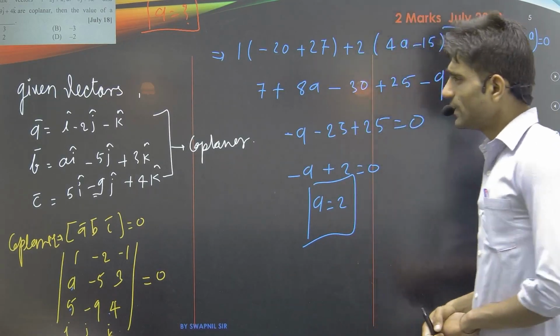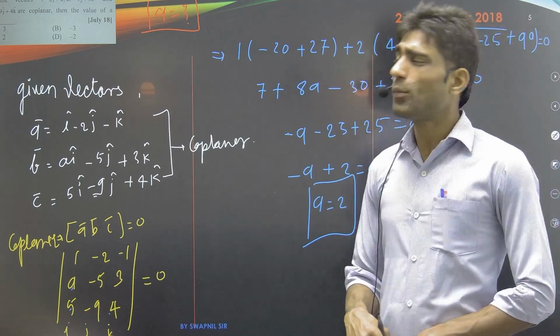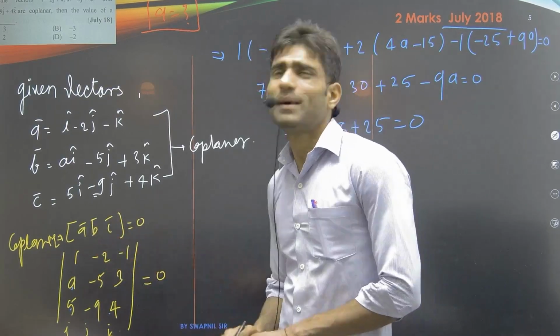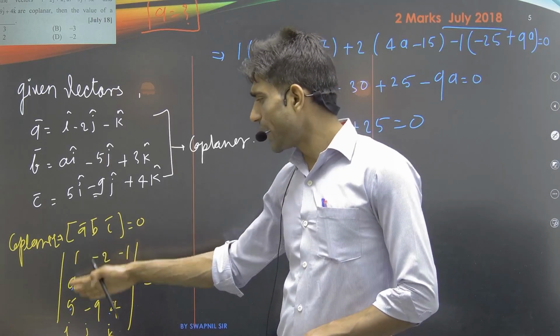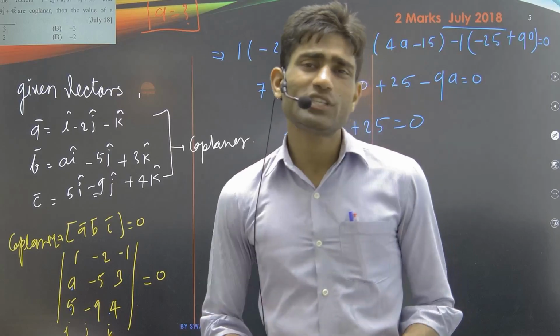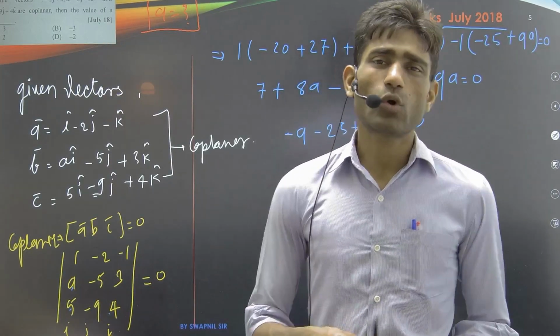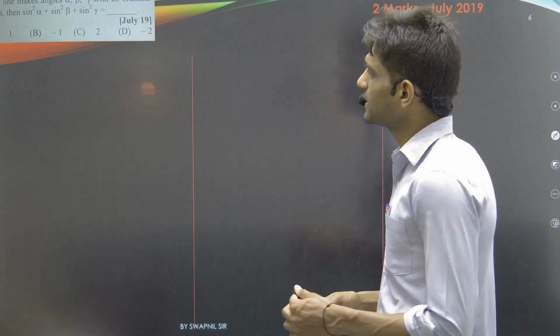Okay, the answer is coming in only 2 to 3 steps. For the condition of coplanarity, we need to know that [a bar, b bar, c bar] is equal to 0. That means the determinant of the coefficients of i cap, j cap and k cap gives us the value 0. This is the mathematical form for finding the coplanarity of vectors. Okay, let's move to the next example.